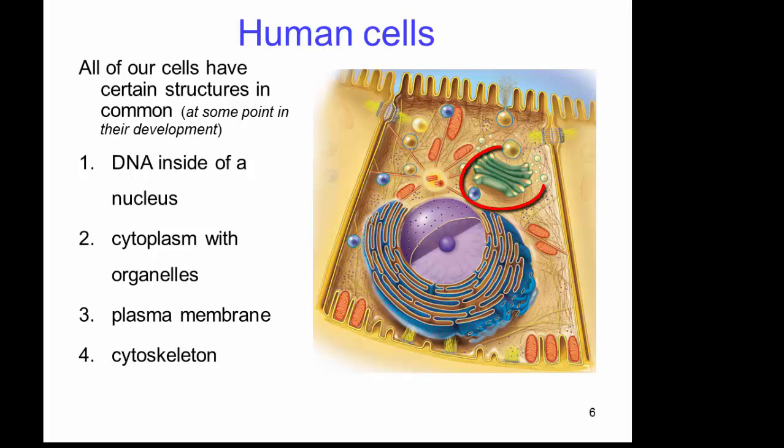Organelles are things like the Golgi apparatus, which is the shipping and distribution center of the cell, or the endoplasmic reticulum, which is important for things like making protein. All human cells have a plasma membrane, which acts as a barrier to keep the outside stuff out and the inside stuff in. And all human cells have a cytoskeleton, which is a protein framework inside of the cell. Now, I said all human cells have these structures at some point in their development. And that's important because some cells in their mature state lack some of these things. For example, a mature red blood cell does not have a nucleus, but it did at one point in its development.